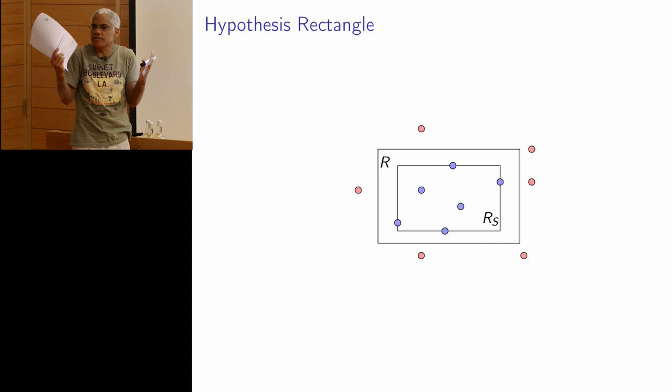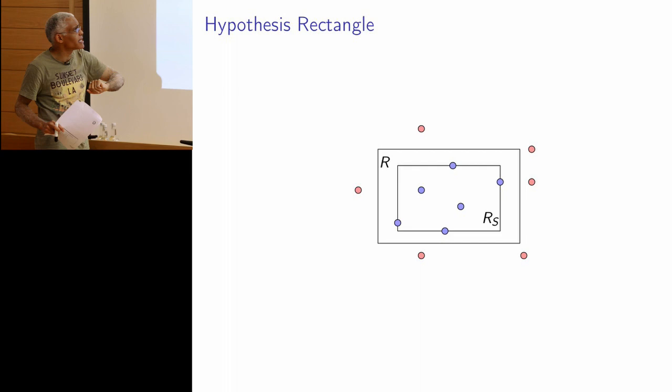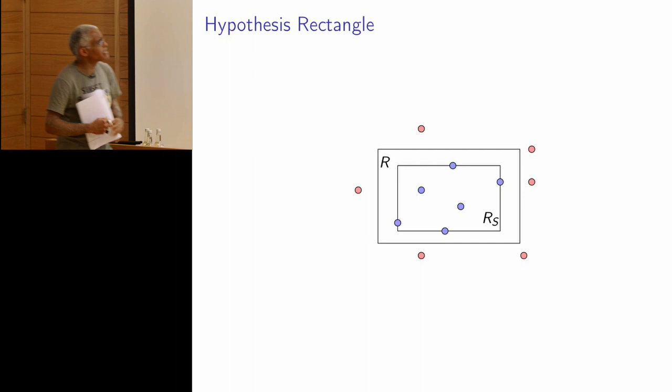So here's one procedure I could take. I could say, well, let me look at the blue dots, which I know are marked as being inside the rectangle, and let me take the smallest rectangle that includes all the blue dots. So as a learner, that's going to be my hypothesis. This is the rectangle RS here.